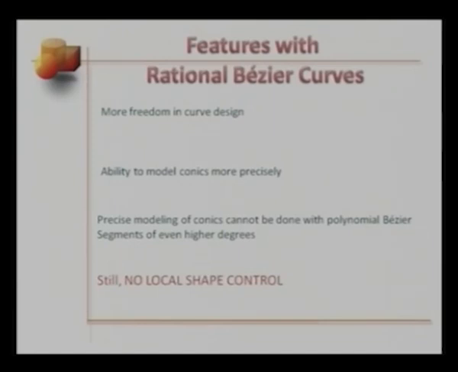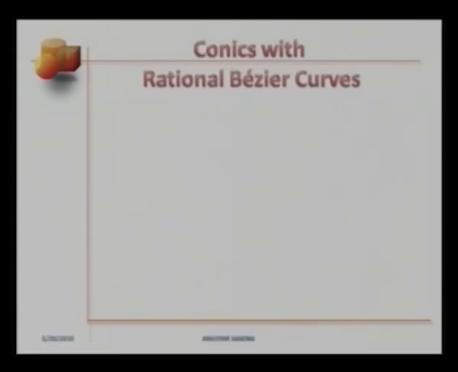We still have this problem of no local shape control with rational Bezier curves. In a sense, if you move or relocate a data point to any other position, or if you change the value of any weight, the entire shape of the segment changes. Let's discuss now how to model conics with rational Bezier segments. But before that, let's brush up our concepts on conics. Let's say we have a point, and let's call it focus F.